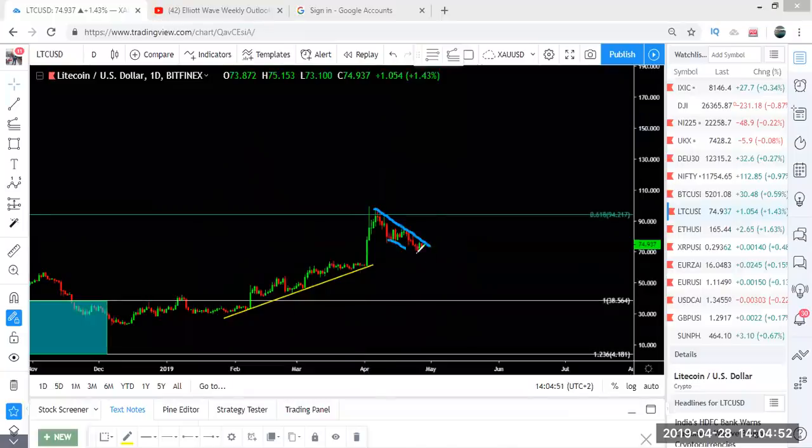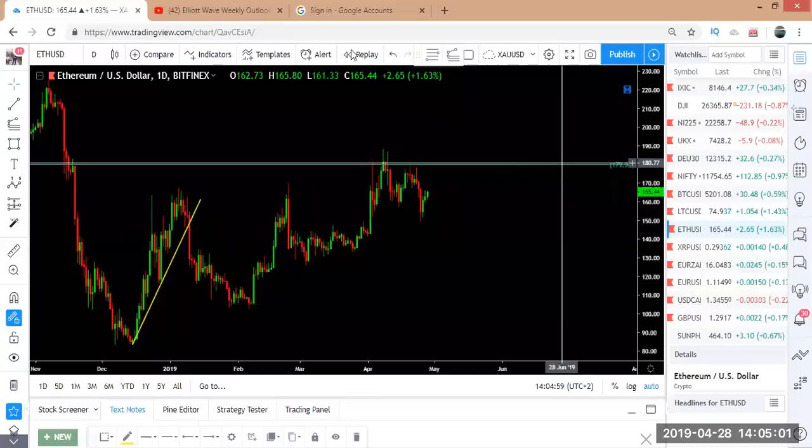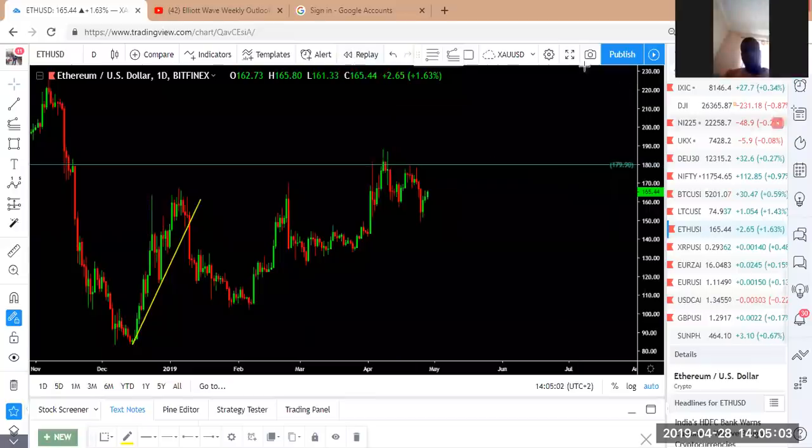Okay, so we'll look for this one to push a little bit higher. All right, so that is Litecoin. Now let's look at Ethereum. Ethereum has got a similar structure as Bitcoin. We also expected, let's just do this.